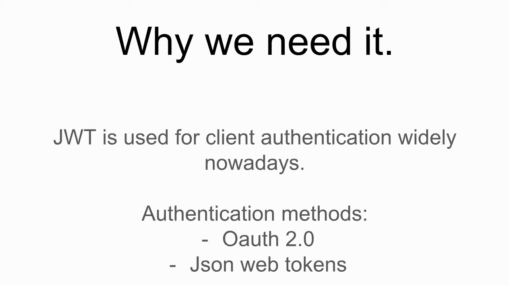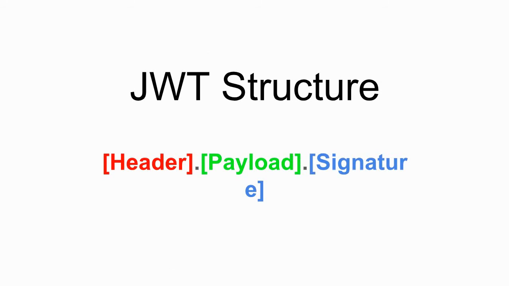Now the question that arises in our mind is why we need it. So JWT is used for client authentication widely nowadays, and we all know that authentication is one of the most important parts of any web application, and the best known solutions to authentication issues are OAuth 2.0 and JSON Web Token nowadays. Now let's check the JWT structure.